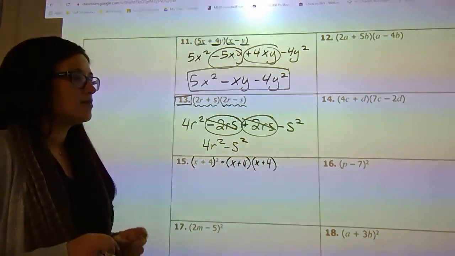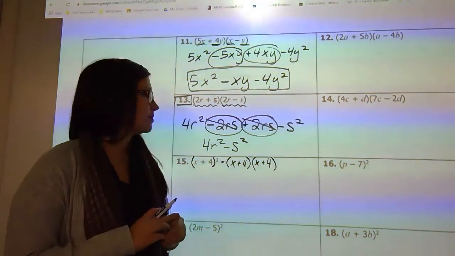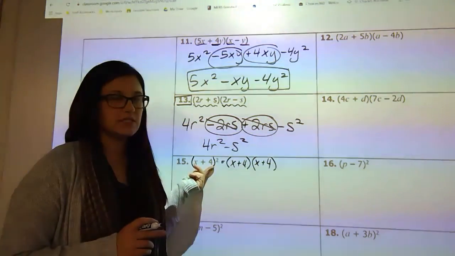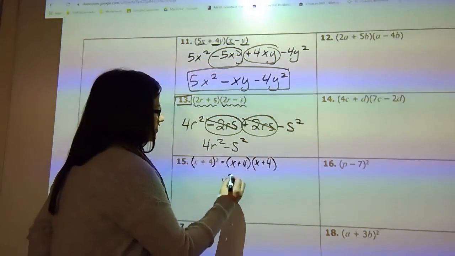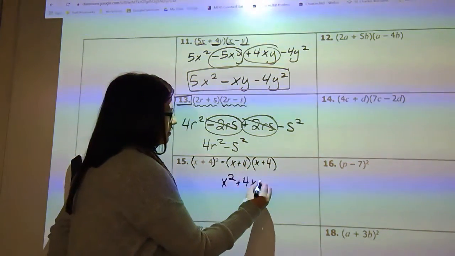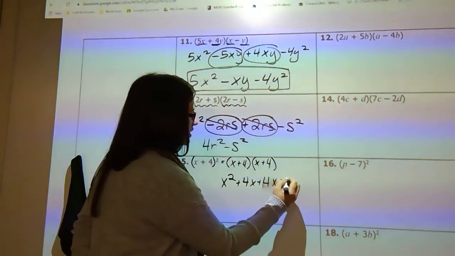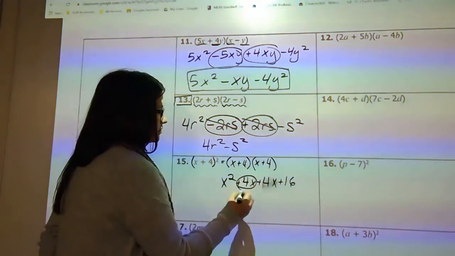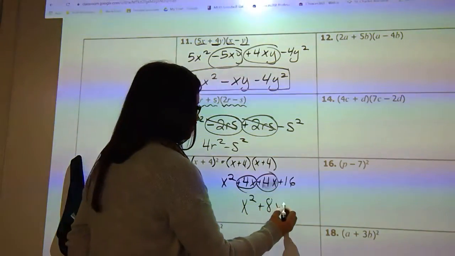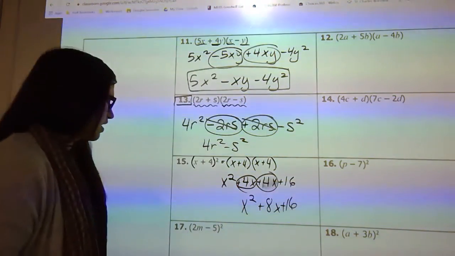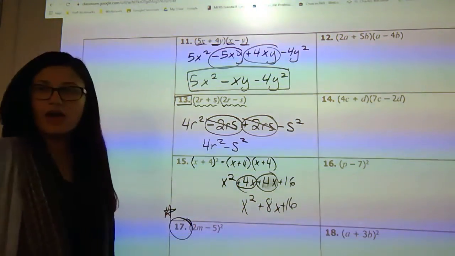We'll see some where you just have one term inside, it's a little bit different. When you have two terms inside the parentheses, you have to rewrite it like this, and then you'll see, oh, I have to FOIL. Plus 4x plus 16. The only thing that's left to do is add those like terms, x squared plus 8x plus 16. Okay, I'm going to leave number 17 for you guys.